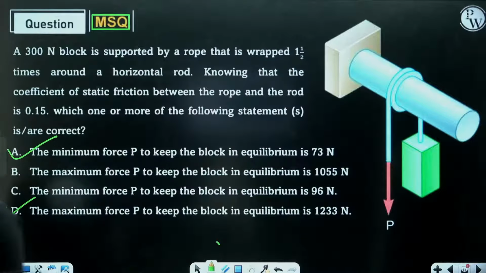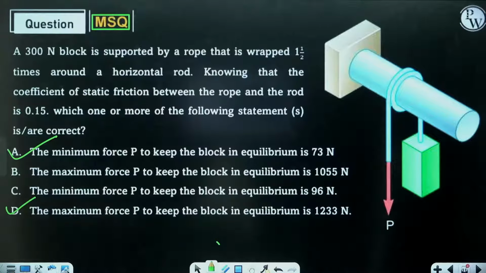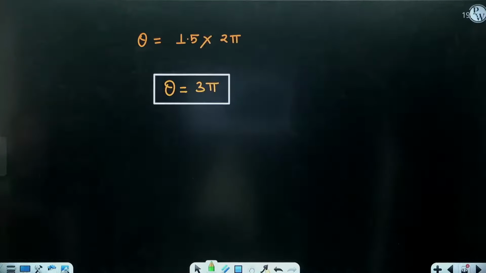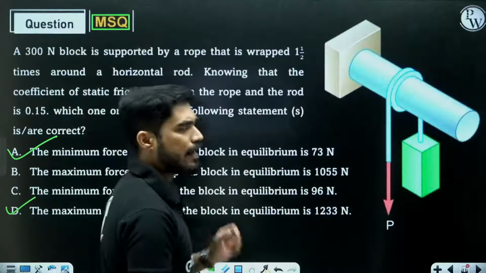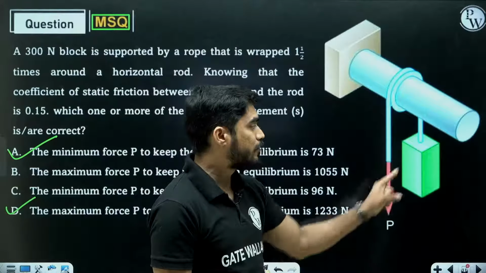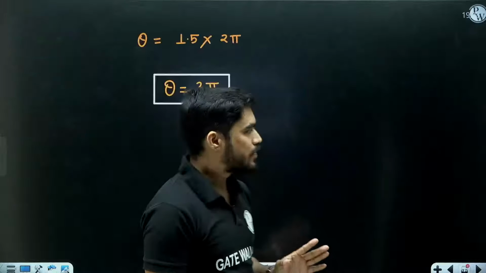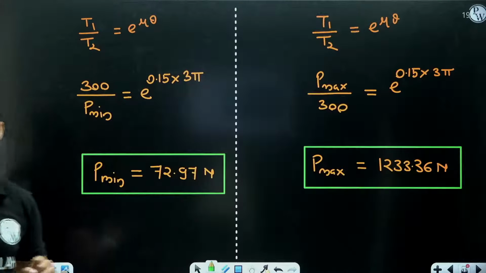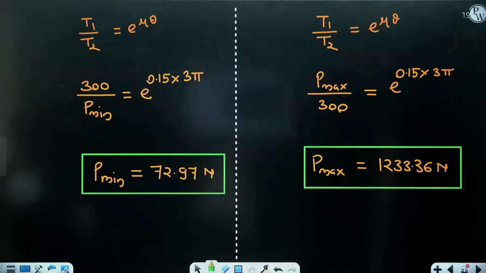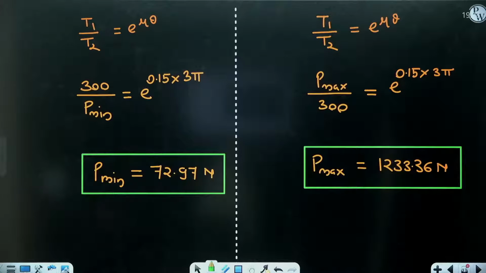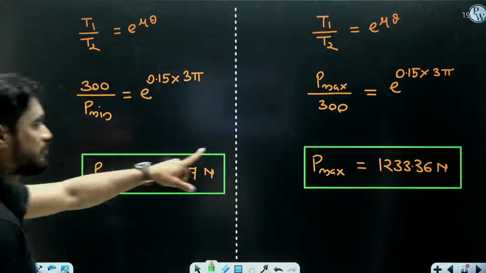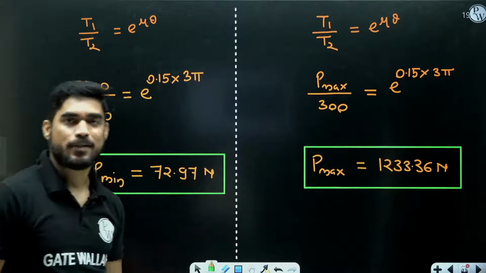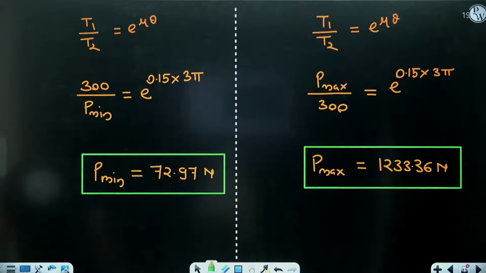Okay. So in this single question, we have solved actually two different problems. In GATE, they might give you one of these problems. Let's say they are asking you to find the minimum force required to keep the block in equilibrium. So you just need to find P minimum. And let's say they ask you to find the minimum force required to move the block upwards. Then you have to calculate this. Okay. Chalo. Let's move on to the next question.